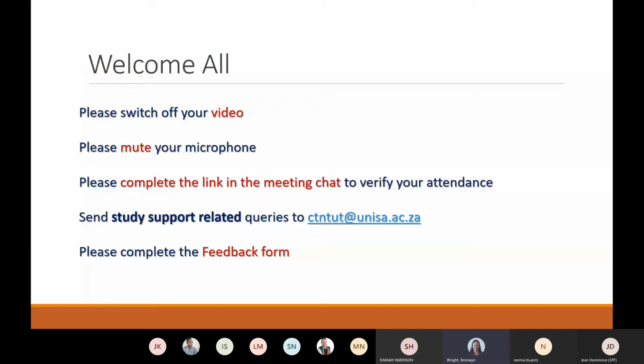Two very important things that we need from you during the session are to complete the attendance register, a link to which has been pasted in the meeting chat. We also require you to complete the feedback form, which Jean will paste in the beginning, and I will also paste now in the meeting chat. You can complete it at the end, obviously, because then you will be able to give proper feedback.